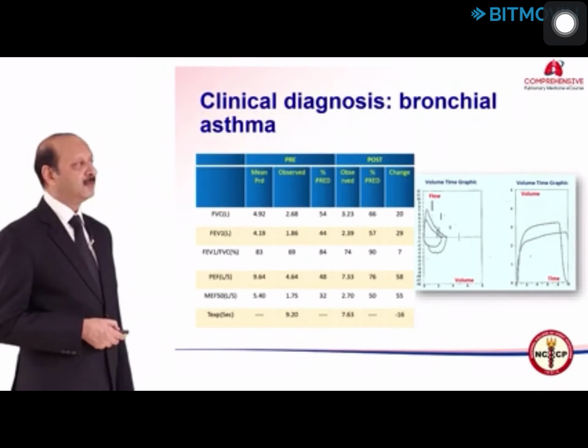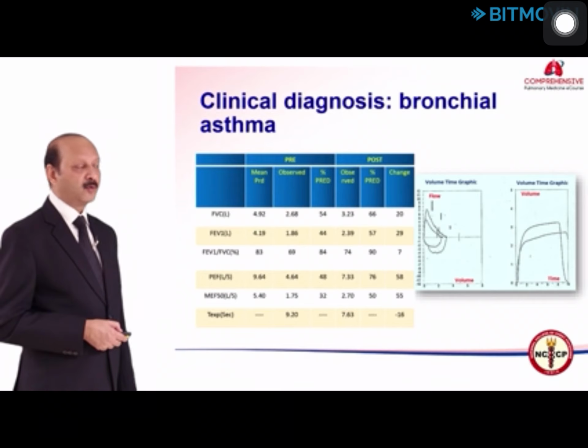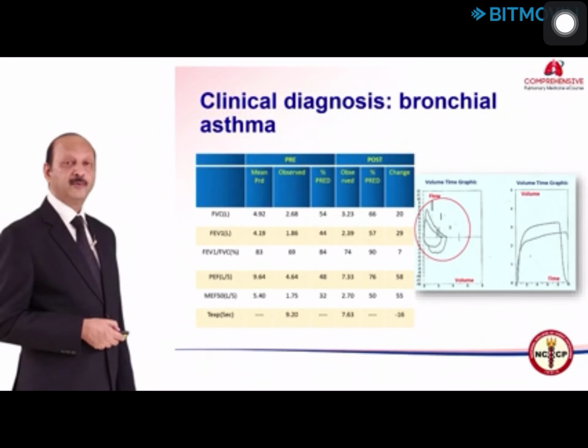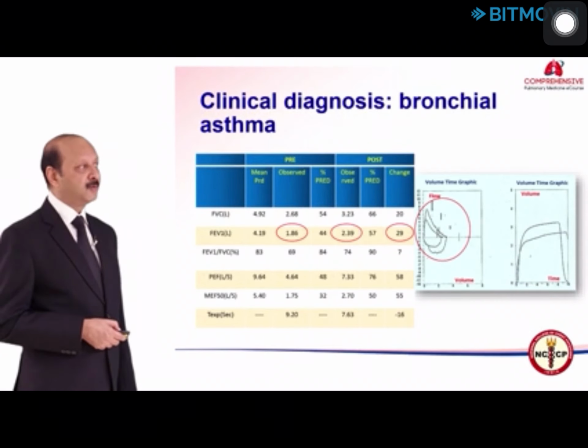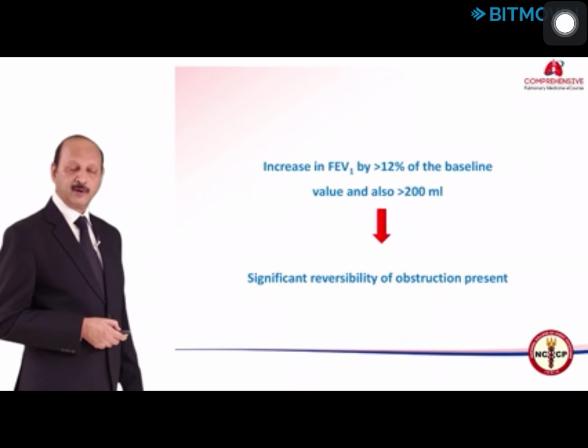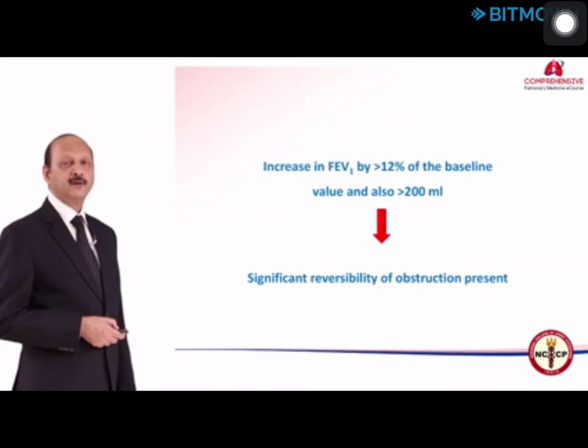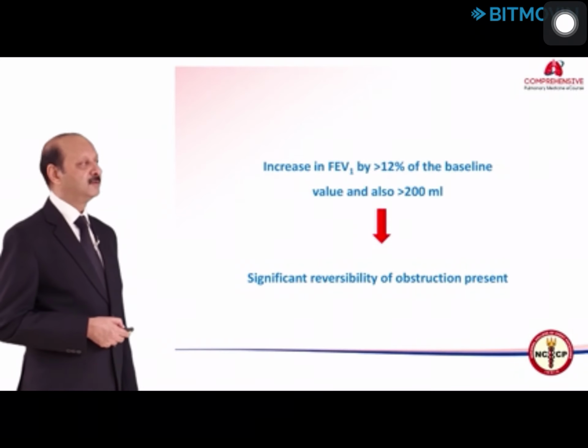Let us see an example. Again, the test has been done before and after bronchodilator. Don't look at the values first, look at the graph. The pre and post graphs are acceptable. Then you see the pre and post: the left 3 columns are pre, the right 3 columns are post. Before the bronchodilator, FEV1 was 1.86. After bronchodilator, it became 2.39, almost an increase of 500 ml, and the percentage change is 29%. So it fulfills both criteria. It is more than 200 ml, and more than 12%. So significant reversibility is present.